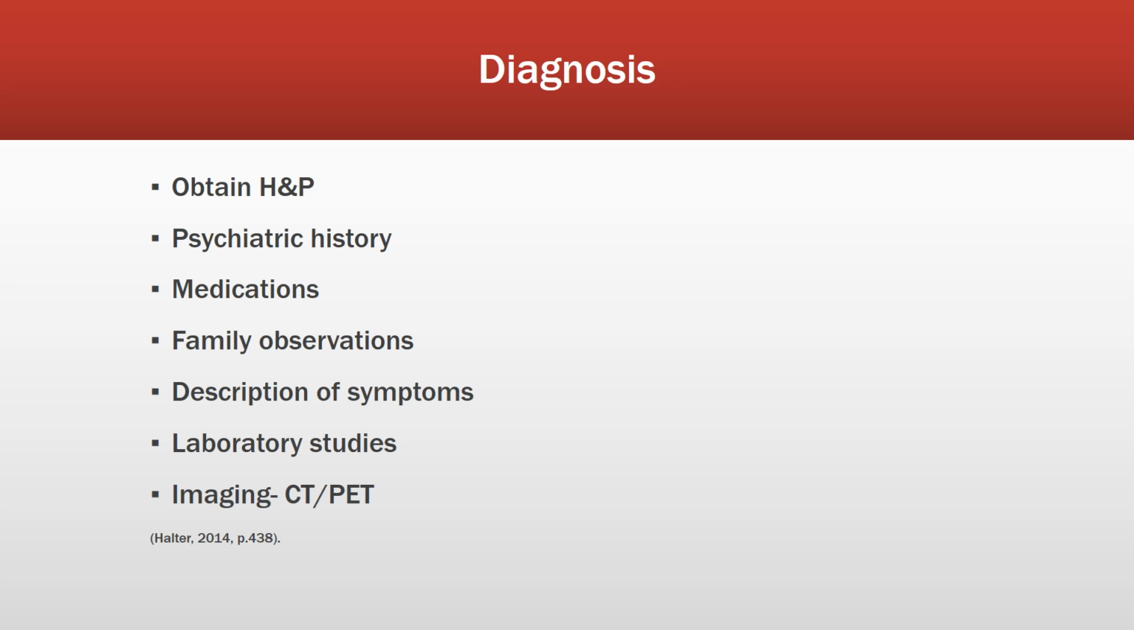In addition to a complete physical and neurological exam, it is important to obtain both medical and psychiatric history, description of symptoms, review of medications, and nutritional evaluation. It is also important to take into consideration the observations and history provided by family members.